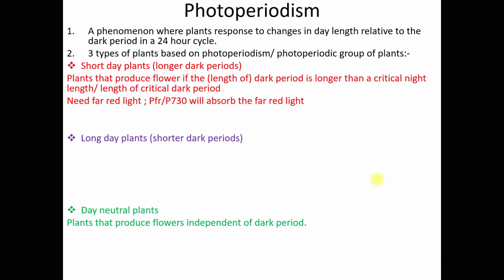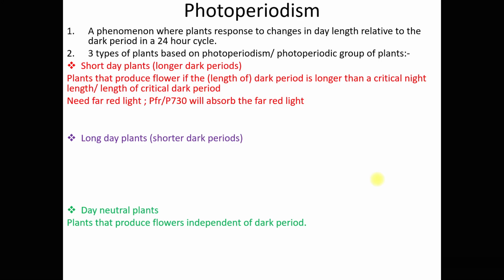Short day plants are plants that produce flowers if the dark period is longer than a critical night length, or the length of critical dark period. Simply, we can say that these short-day plants produce flowers if their dark period is longer than a critical night length. Meaning to say, short-day plants want longer dark periods.